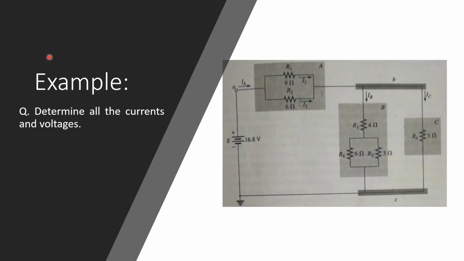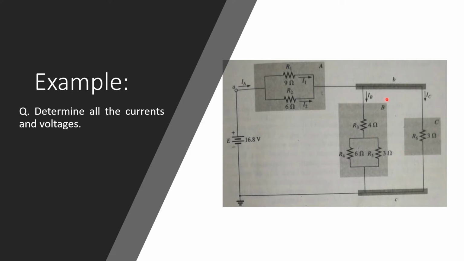Let us consider an example to understand how we can solve the series and parallel configuration together. In this example, we have to find all the currents and voltages. Let us consider this circuit in which we have to find the currents and voltages. We have to find IA, which is the current of this shaded region, IB, which is the current of this shaded region, and IC, that is the current of this shaded region.